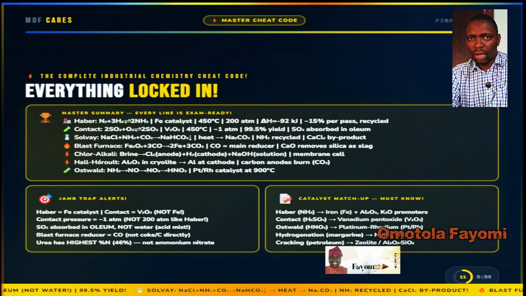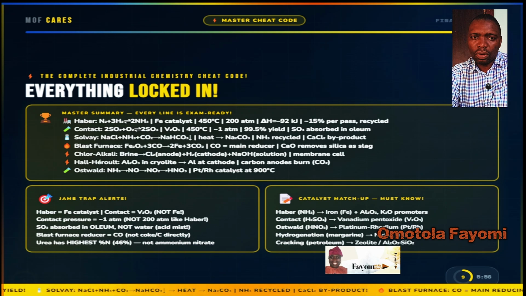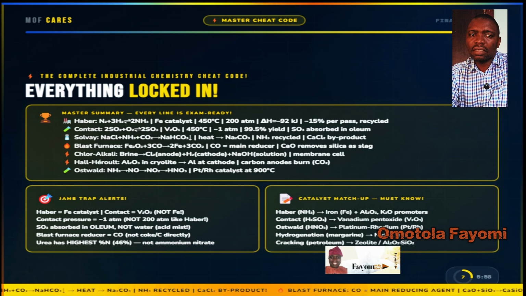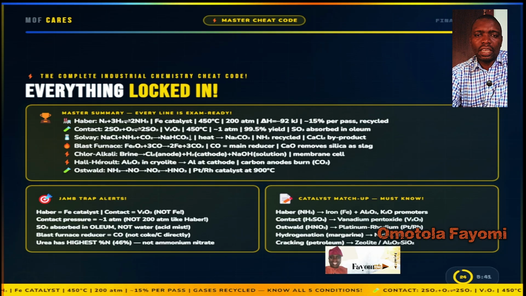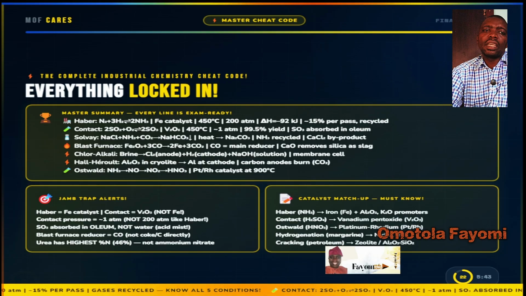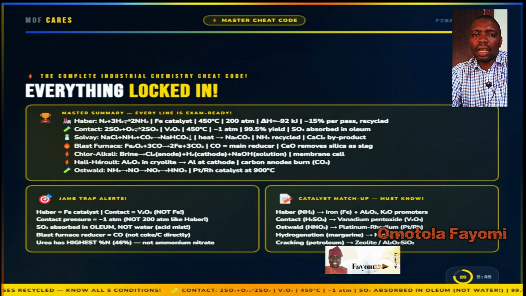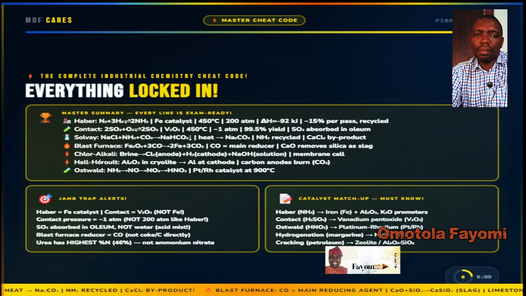What about chloralkali? Anode gives chlorine gas, cathode gives hydrogen gas, solution gives sodium hydroxide. Membrane cell keeps products separate. Catalyst match, learn this perfectly. Haber equals iron, contact equals vanadium pentoxide, Ostwald equals platinum-rhodium gauze. Hydrogenation equals nickel. The biggest trap: contact pressure is 1 to 2 atmospheres, not 200 like Haber.